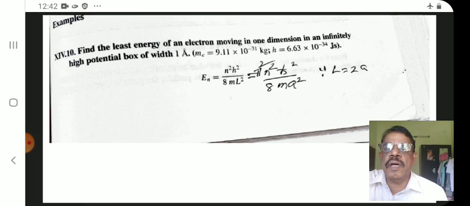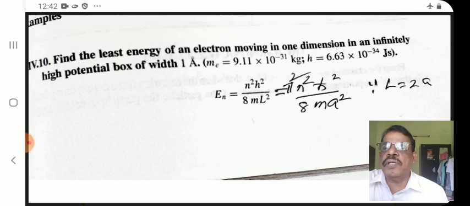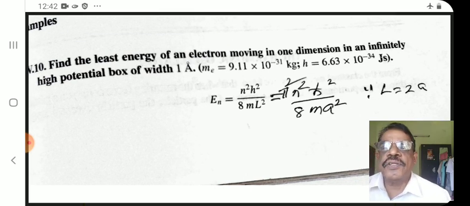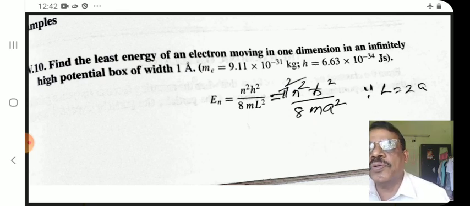Now comes another important question. You have to carefully note it. Question number 2. Find the least energy of an electron moving in one dimension in an infinite potential box of width 1 angstrom.